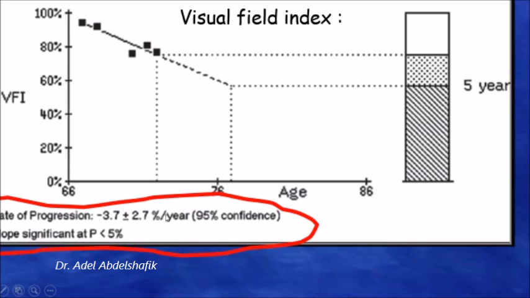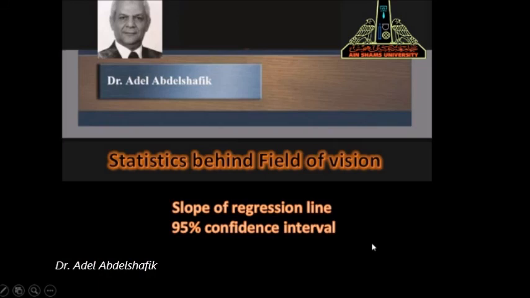This is a very important clue to tell us whether this is significant or not. Sometimes it's written here that it's significant, and this is quite fine, but sometimes it's not written, and we need to depend on this value to evaluate the regression. So to understand this, let's go to the slope of the regression line and the 95% confidence interval.